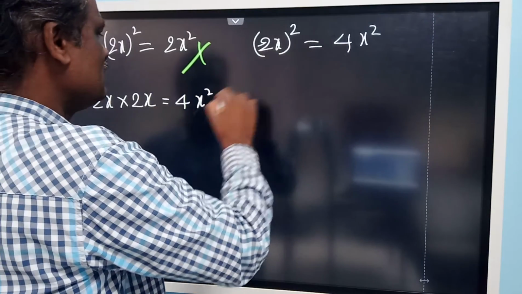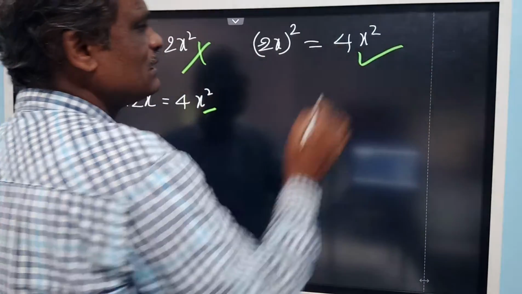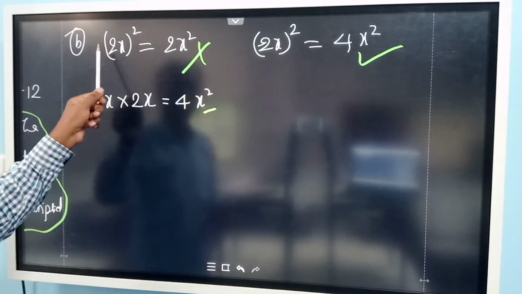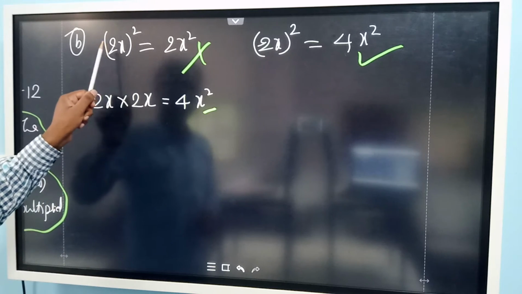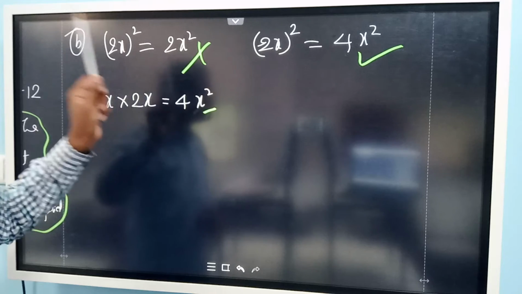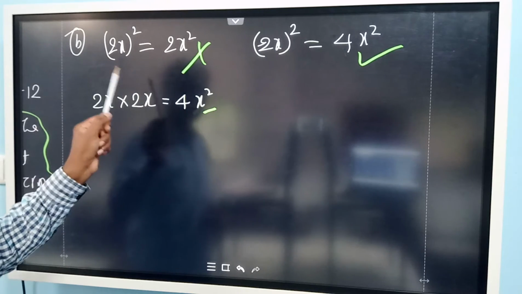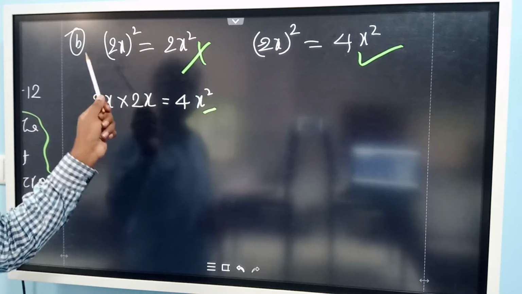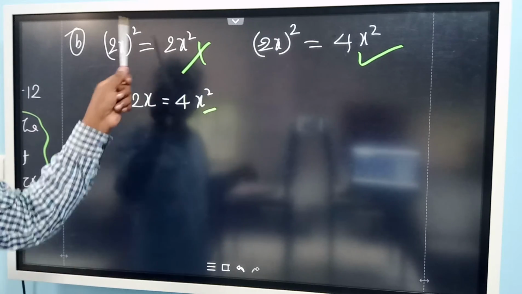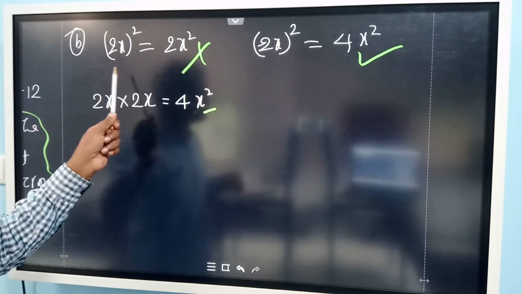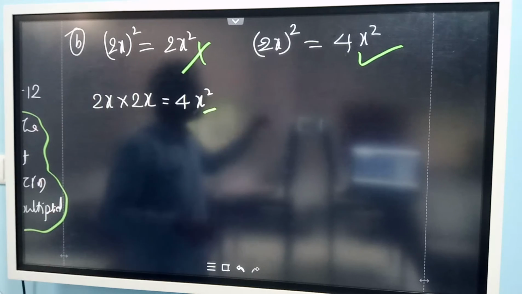Okay, so here 2x into 2x you are getting 4x squared. This is the correct method. The error here is that 2 is not squared. Only x is squared, but 2 is not squared. So 2 into 2, x into x, both you have to do because the bracket is there. This square is not only to x, it is also to 2.